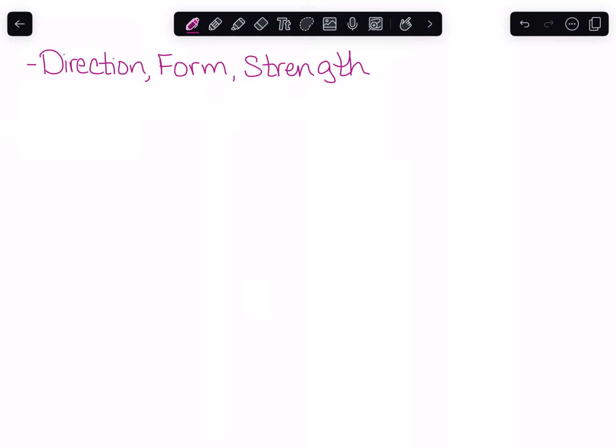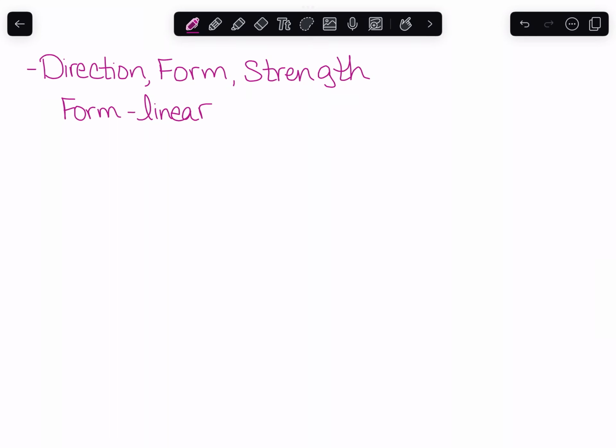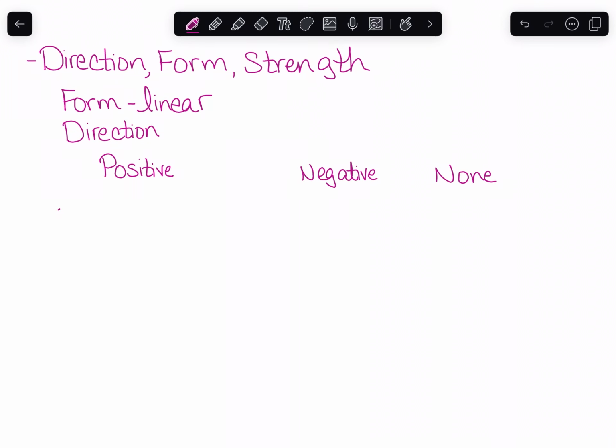Let's take a closer look at the direction, form, and strength first. For the form, we're mainly going to consider linear graphs, so graphs that we can approximate with a line. That doesn't mean that these are the only possible graphs. It may be possible to approximate it with another function, but we are going to consider lines alone. For direction, there are three things that could happen. It could be positive, negative, or none.